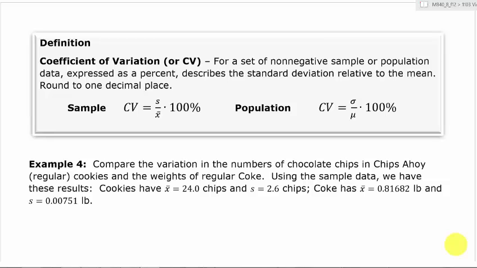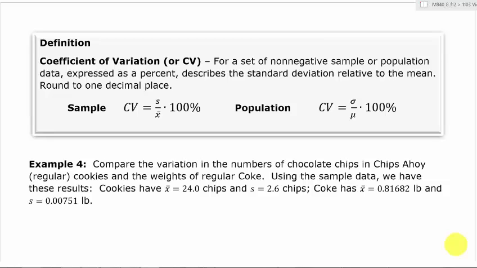In this video, we're just going to take a look at one thing, something called the coefficient of variation, or the CV. For a set of non-negative sample or population data, it's expressed as a percent and describes the standard deviation relative to the mean. For a sample, our formula is s, our standard deviation, divided by x bar, our mean, times 100%. The formula for a population is the same. It's our population standard deviation sigma divided by the mean mu times 100%.